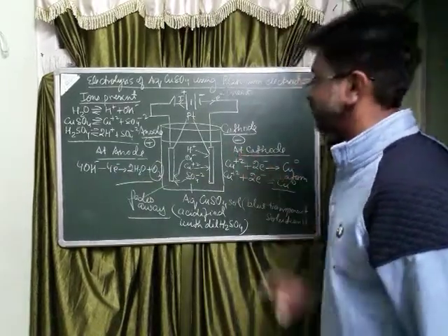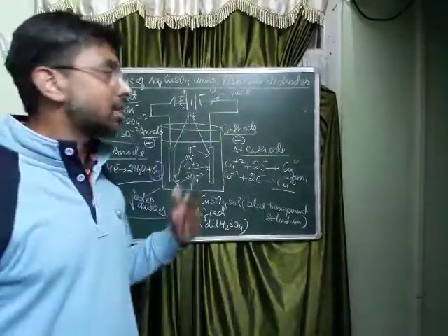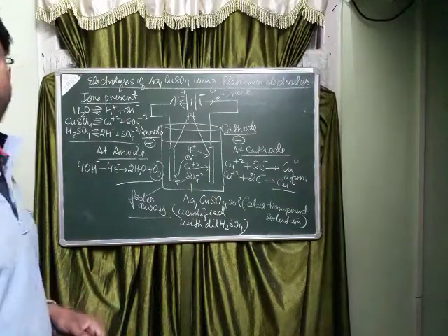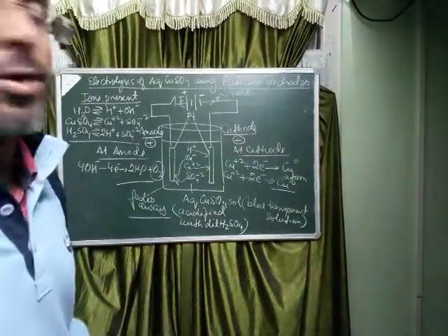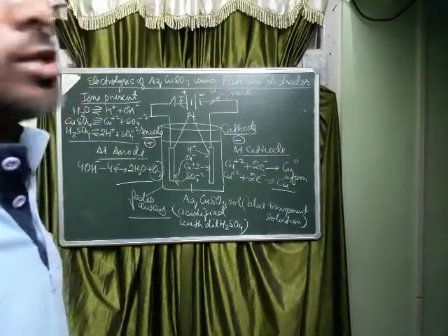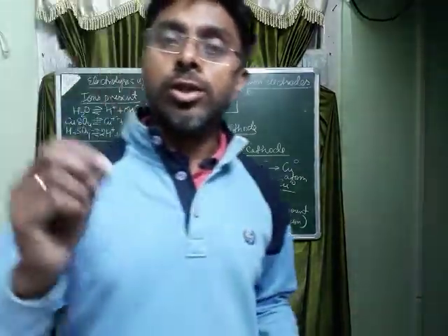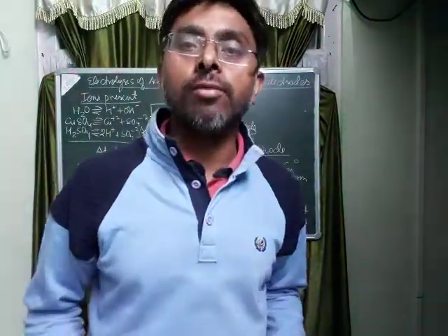Now I will explain to you the next example of electrolysis which is similar to this, and it will be called electrolysis of aqueous copper sulphate solution using copper electrodes, which is also an example of electrorefining of copper.